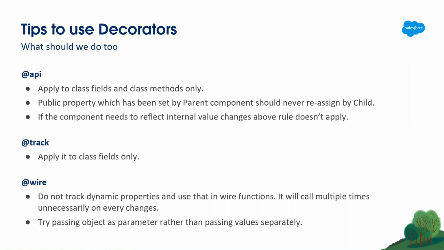So now what should we do? api applies to class fields and class methods only. A public property which has been set by a parent component should never be reassigned by the child. This is one of the rules that ESLint already has. If the component needs to reflect internal value changes, the above rule does not apply. These are exceptions. Track is good to apply on class level fields only. Do not track dynamic properties and use them in wire functions. It will call multiple times unnecessarily on every change, and try passing an object as a parameter rather than passing its values separately.